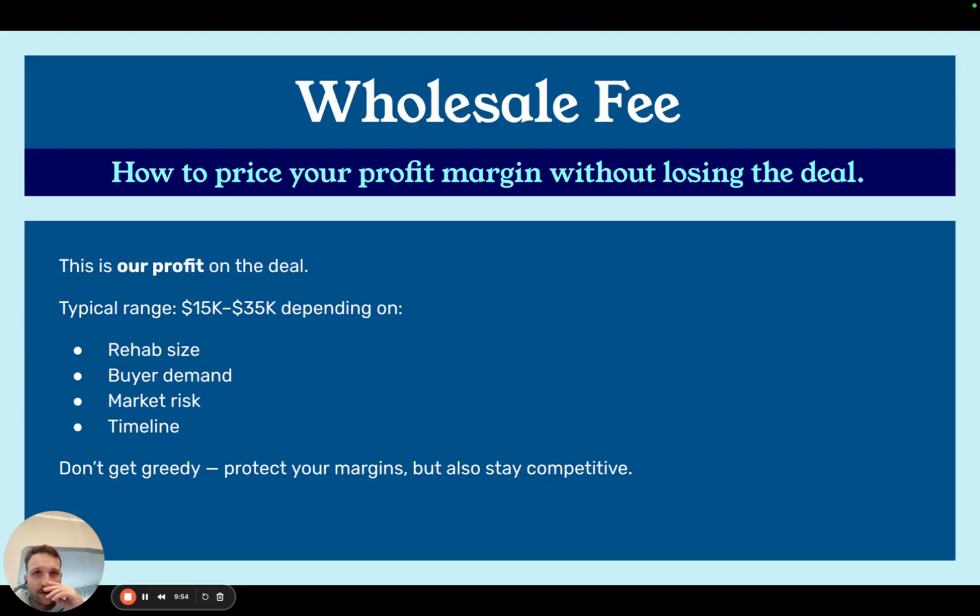If they're doing a 150K rehab, that's going to take them 9 months. Most likely they're going to look for a higher profit number than if they were doing a 30K rehab that's going to take them 2 months. So when we look at deals, we take into account these four factors when pricing out the deal. Not necessarily our wholesale fee, because our goal is to just make as much as possible. So if we can lock it up super cheap, we do so, and we let the investors then bid on it. We don't necessarily want to get greedy. We want to protect our margins, but we do want to stay competitive.